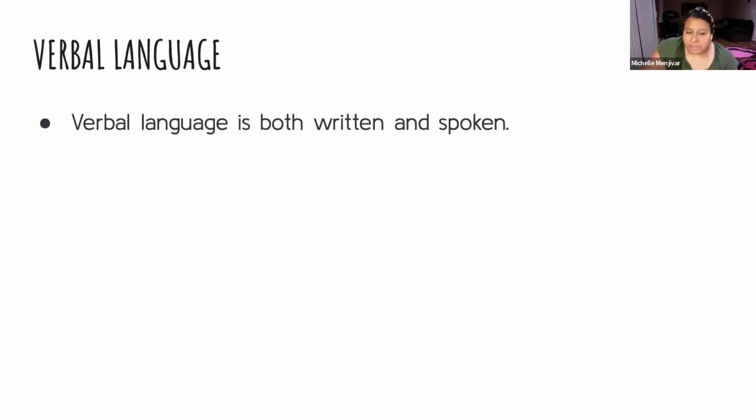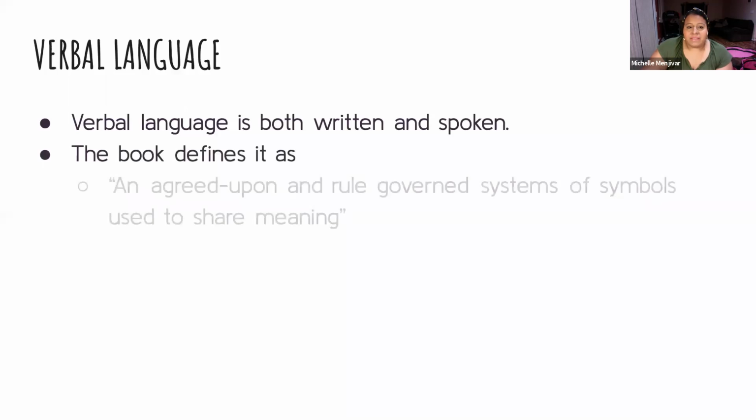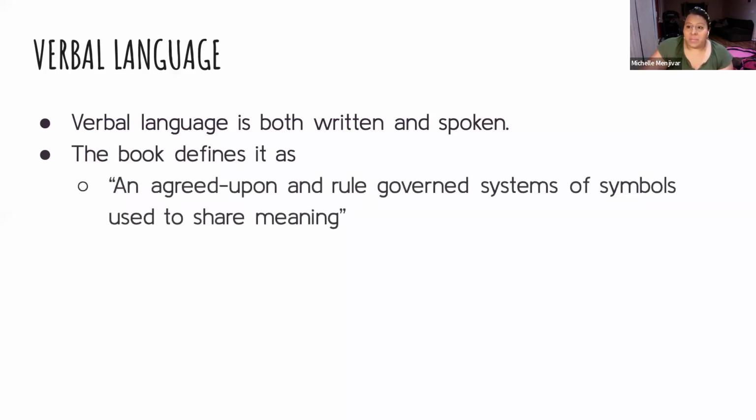Chapter 4 talks about verbal language. And when we're talking about verbal language, it's not only what's spoken, but it's also what's written. So we're talking about oral language, spoken language, and written language. Anything that's either oral or written is verbal language. And one of the books that I really have loved the teaching from defines verbal language as an agreed upon and rule governed system of symbols used to share meaning.